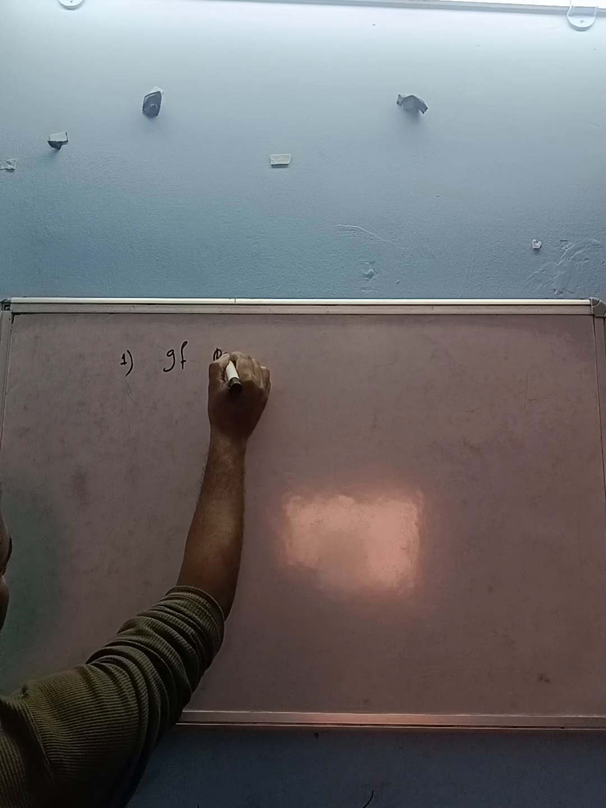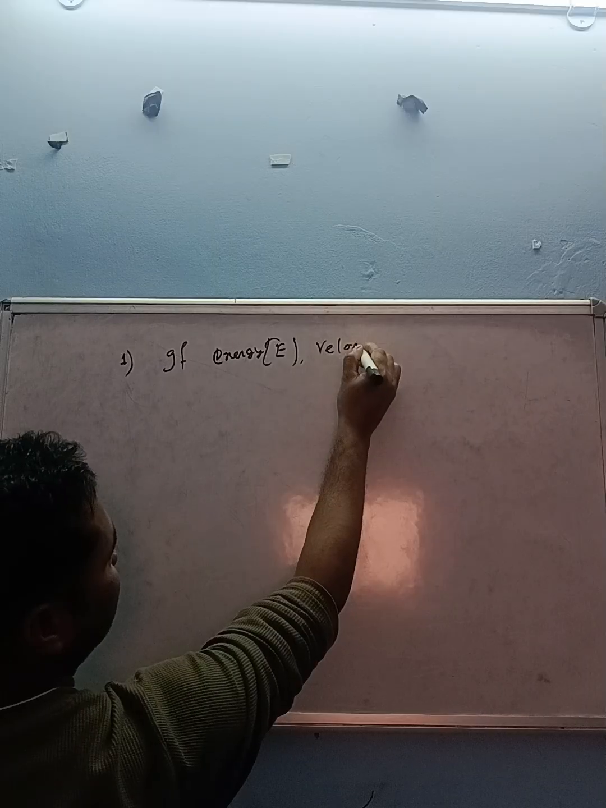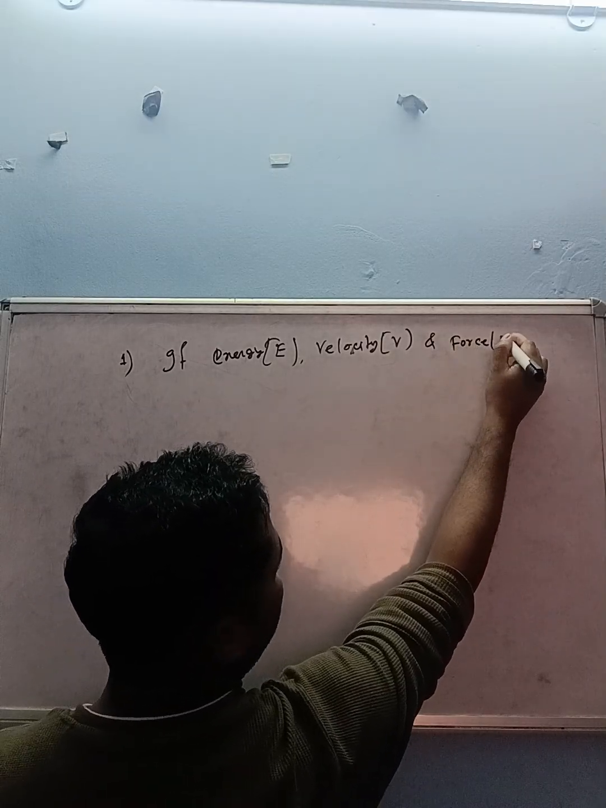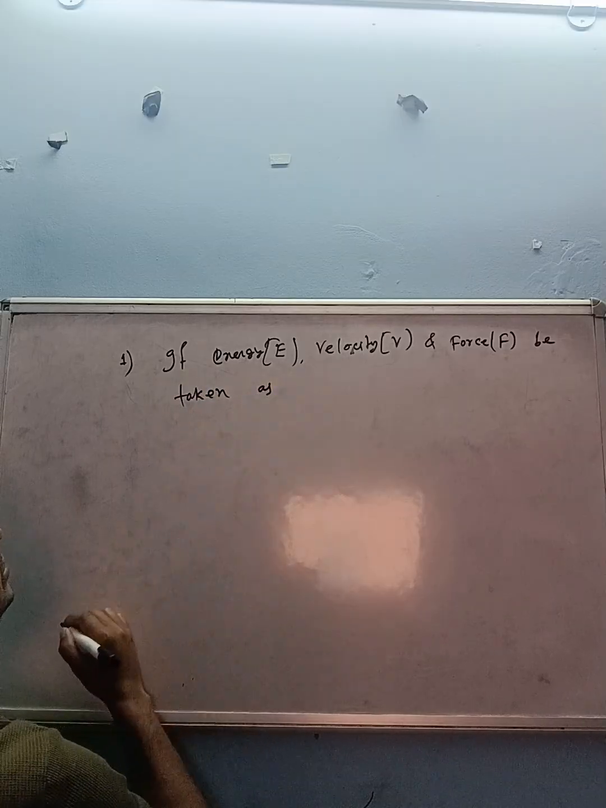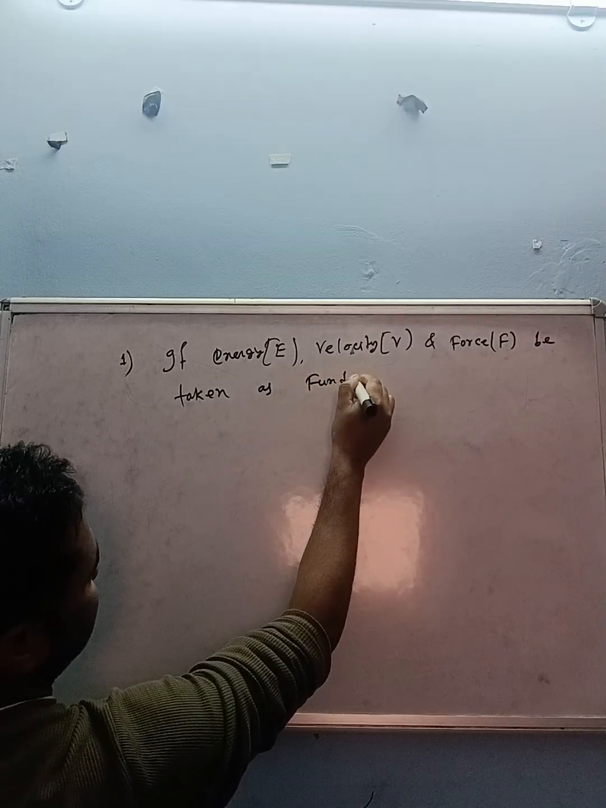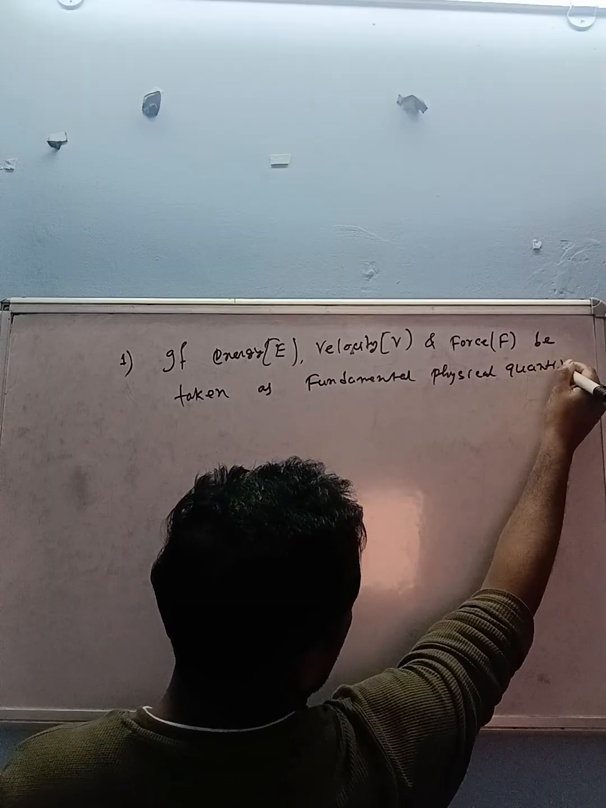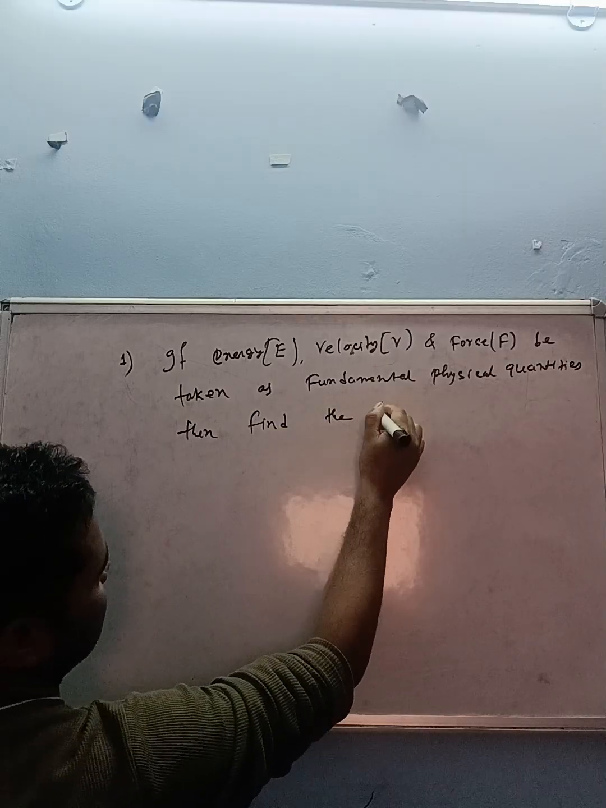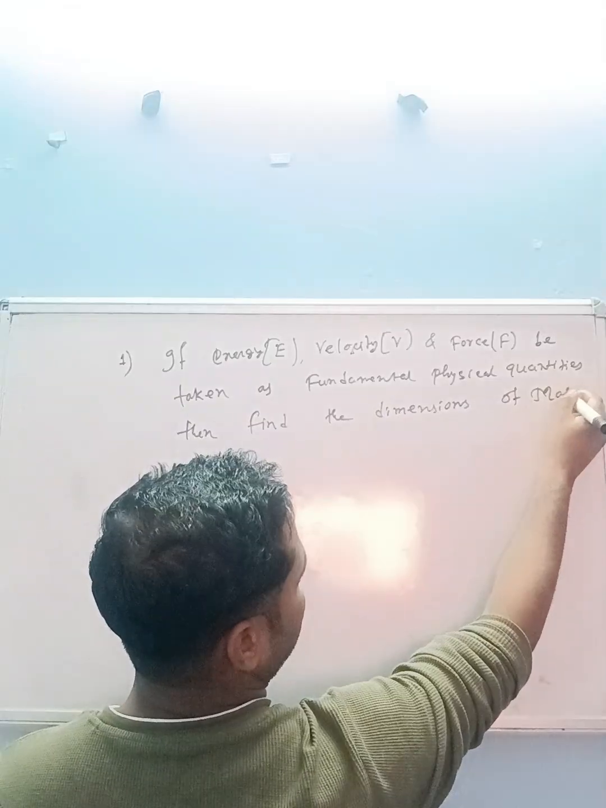If energy E, velocity v, and force F are taken as fundamental physical quantities, then find the dimension of mass.